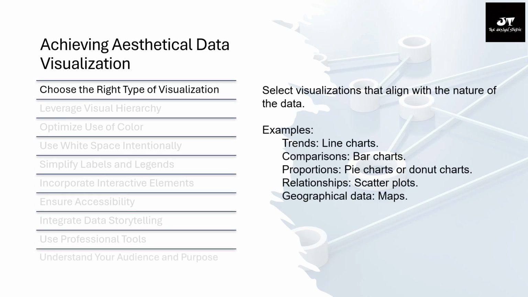The second principle emphasizes choosing the right type of visualization. Selecting the appropriate chart type ensures that data is presented clearly and meaningfully. Use line charts for trends, bar charts for comparisons, pie or donut charts for proportions, scatter plots for relationships, and maps for geographical data. Choosing the wrong visualization can lead to misinterpretation, reducing the effectiveness of the insights. A well-matched visualization enhances comprehension, making it easier for users to extract relevant insights without confusion.